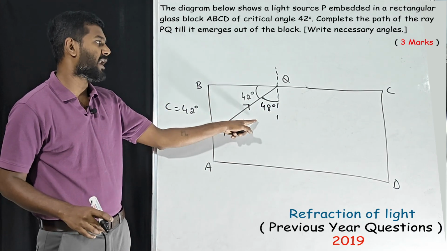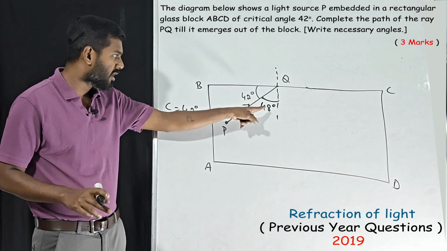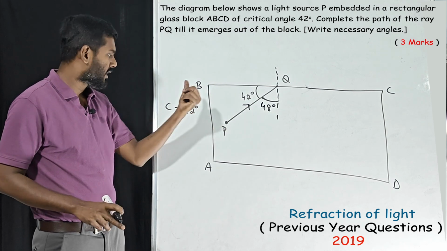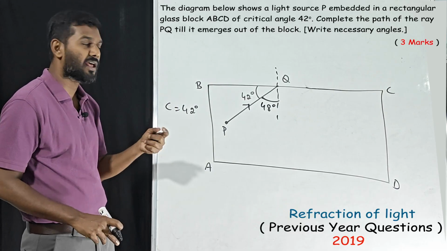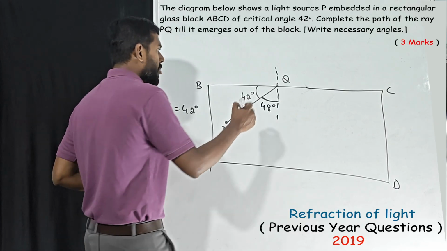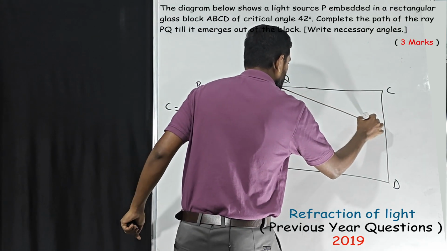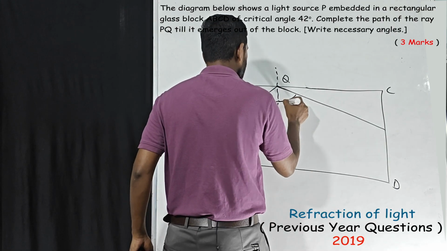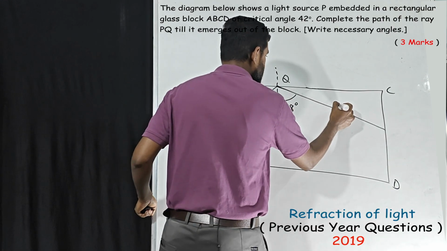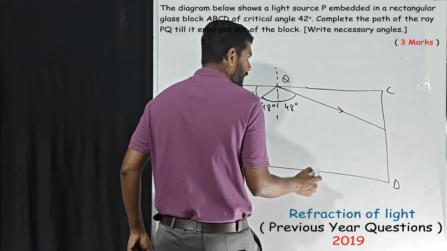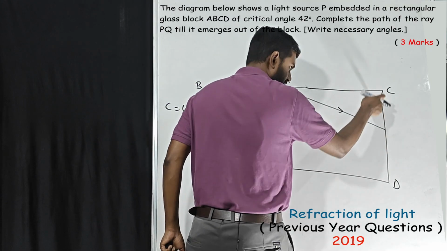Now we got the angle of incidence. Now see, angle of incidence is 48, critical angle is 42. Angle of incidence is greater than critical angle, so total internal reflection at an angle 48 degree, again with the same angle 48 degree. Now it is hitting here, correct?